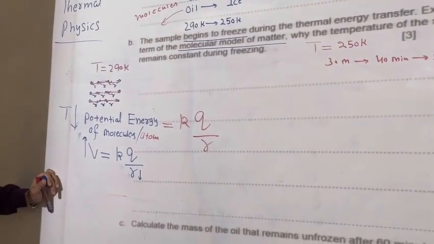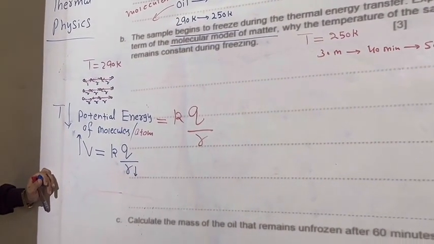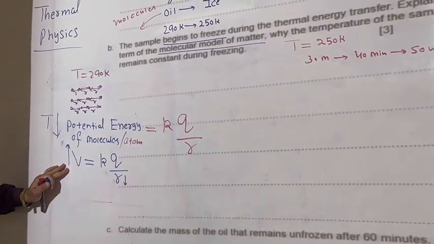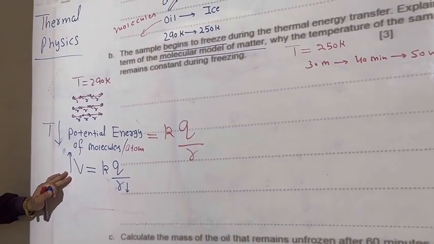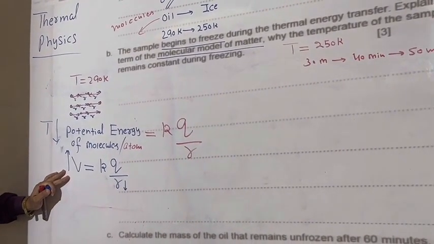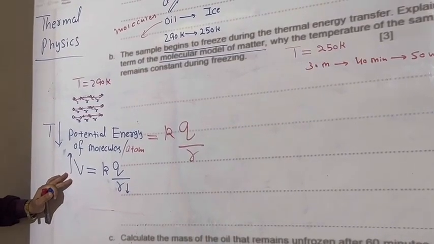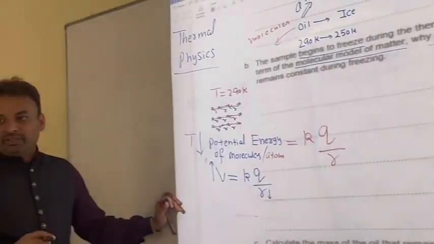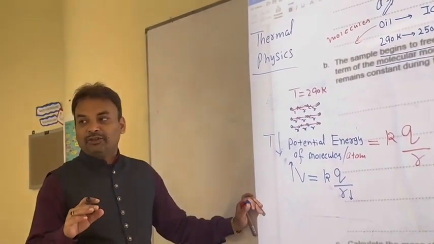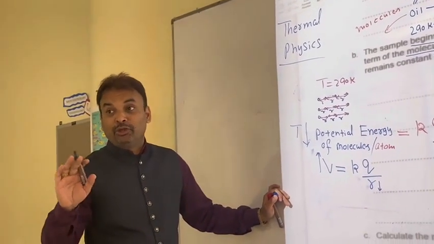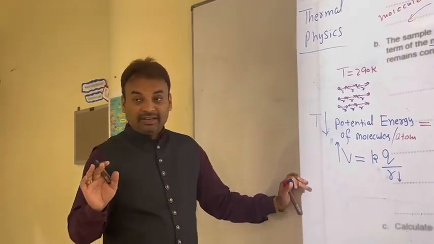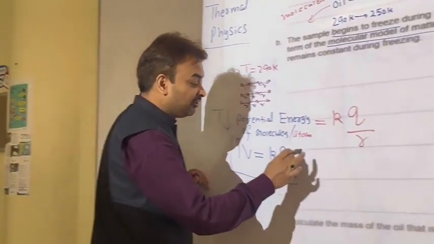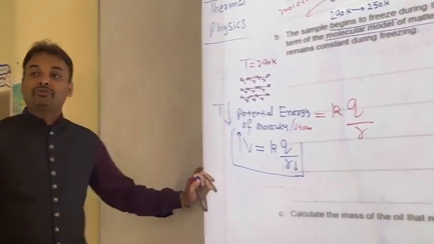The potential energy has to increase. But if potential energy is increasing, it means the kinetic energy should decrease, right? But the kinetic energy will not change. So what will happen? As per the science, if potential energy is increasing, then kinetic energy should reduce.